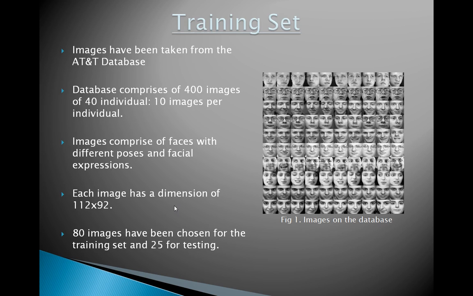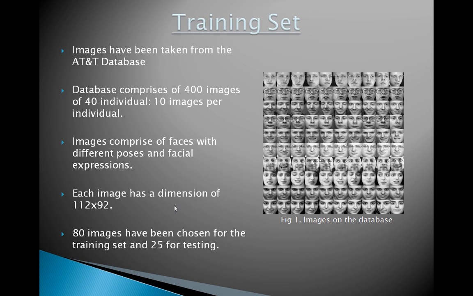The training set. All the images used in this paper have been taken from the AT&T database. This database comprises a total of 400 images. That is, there are 10 images each of 40 individuals. An important feature of this database is that the images of each individual have been taken in various poses and expressions. Also, some individuals have images with and without glasses. These features make the face recognition task more challenging than usual.